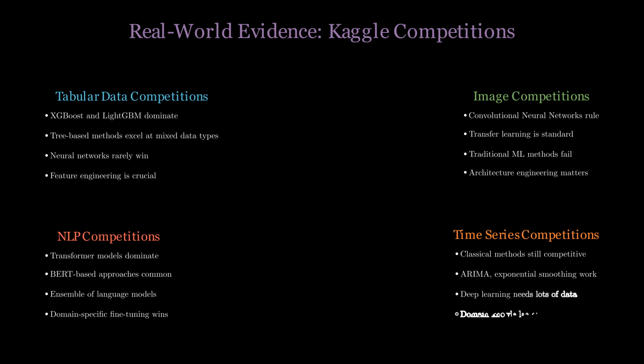Image competitions belong to convolutional neural networks. NLP competitions favor transformer models. Time series competitions still see classical methods competing with deep learning. Each domain has its champions, proving no universal winner exists.